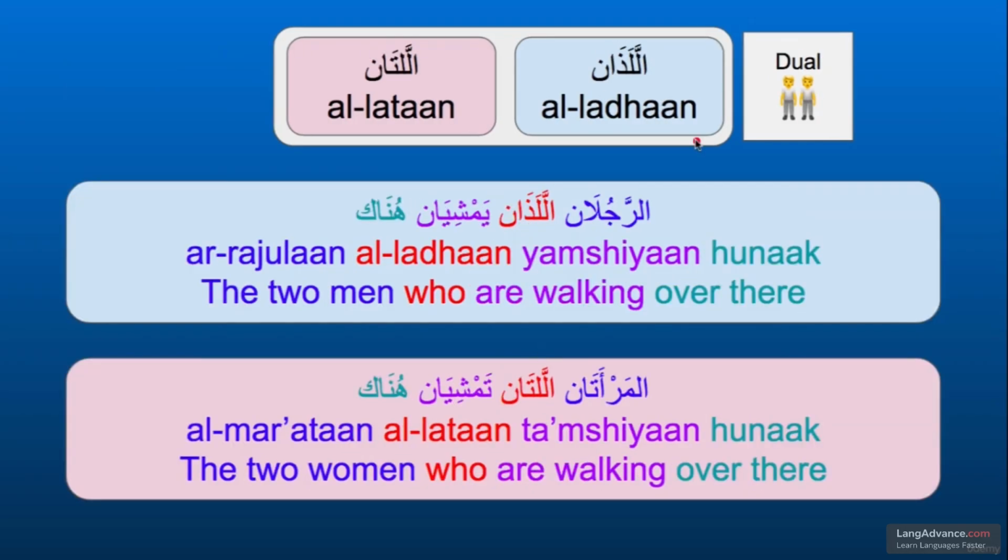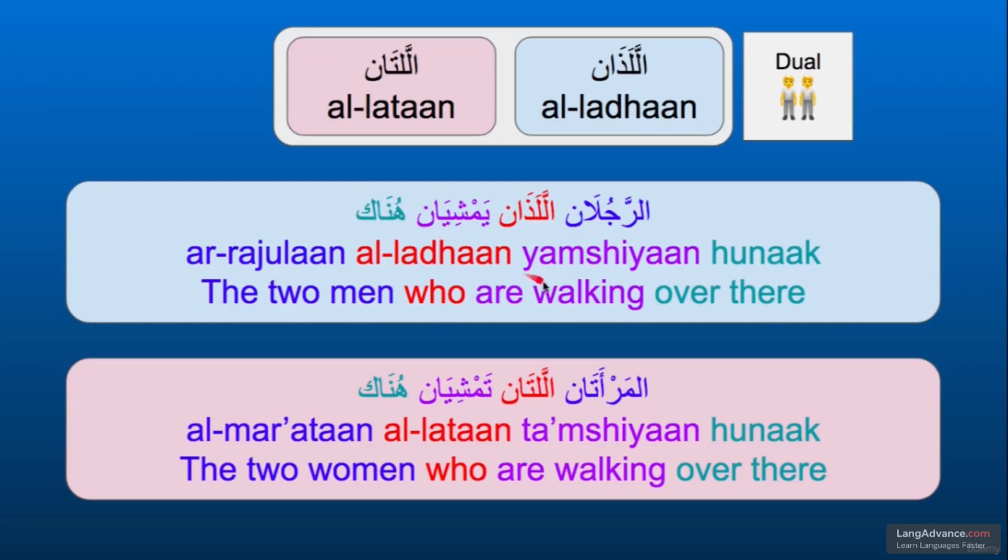Let's see now examples for اللذان and اللتان. اللذان for male dual and اللتان for female dual. So let's see some examples here. الرجلان اللذان يمشيان هناك. الرجلان اللذان يمشيان هناك, the two men. الرجلان, اللذان, who, and in this case the dual form of it. يمشيان, the verb walk in dual, third person, and هناك means there or over there. So the two men who are walking over there.